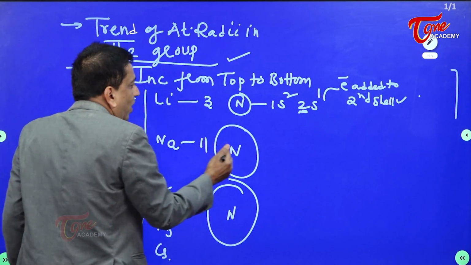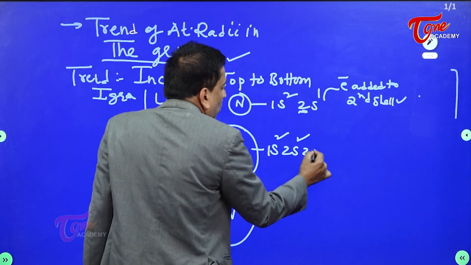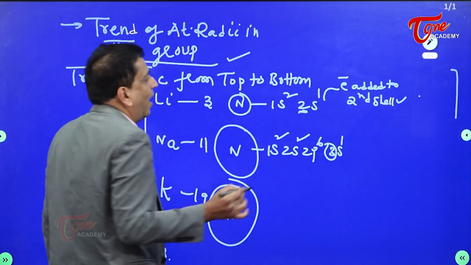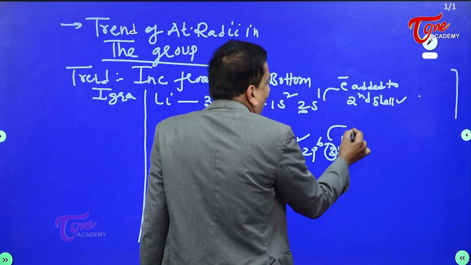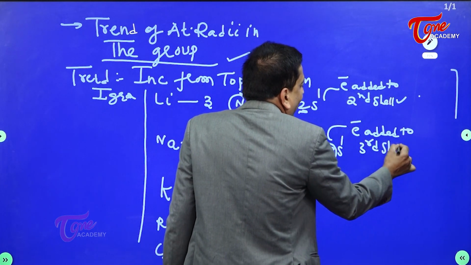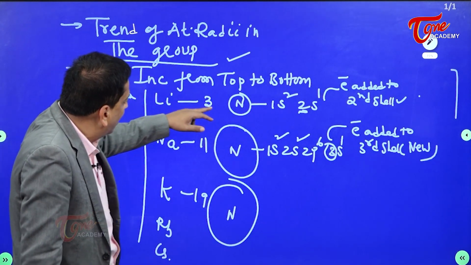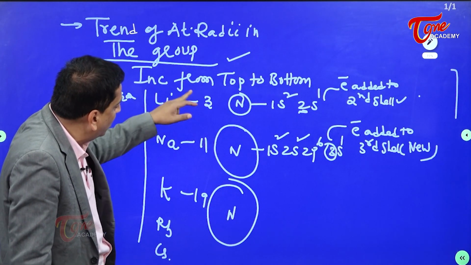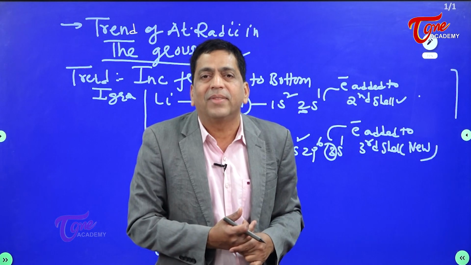Now, if you go to the sodium configuration, it's 1s2, 2s2, 2p6 and 3s1. Come on, it is the third shell now. Electron added to the third shell, and it is a new shell. You must understand that. So even though there is an increase in size of nucleus from 3 to 11, almost like 8 units increase, the electron is not added to the same shell. It is added to a different shell.